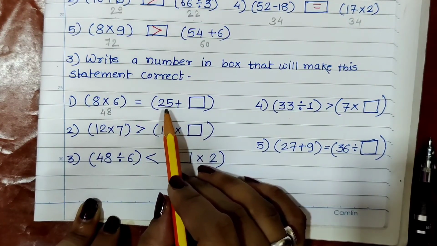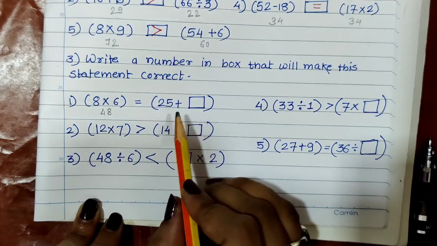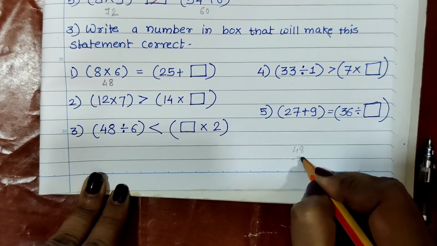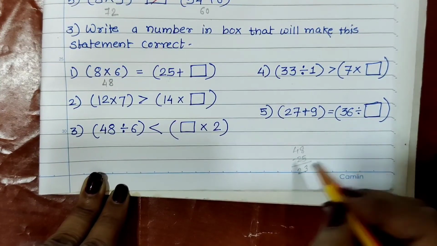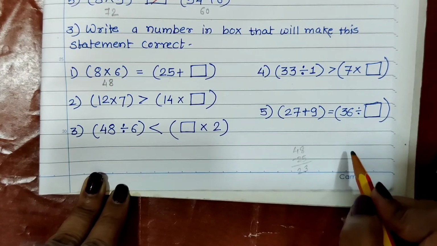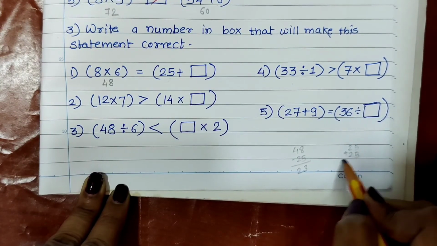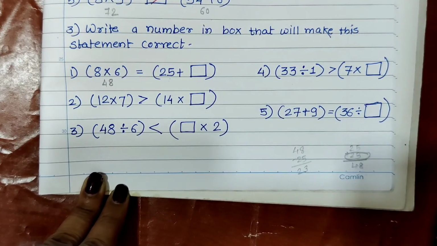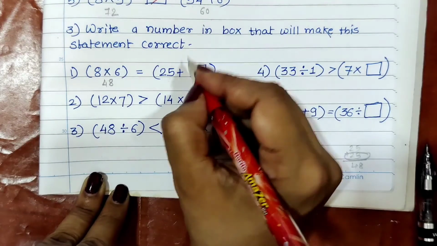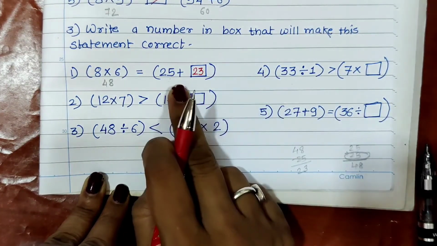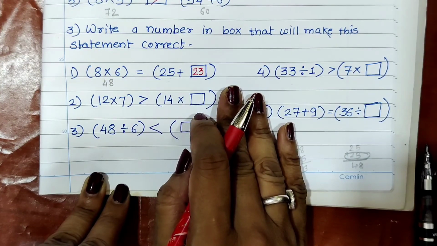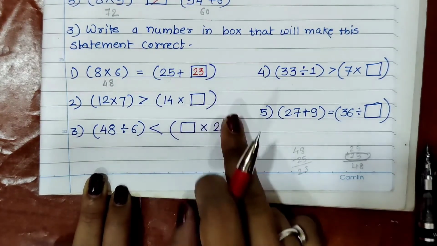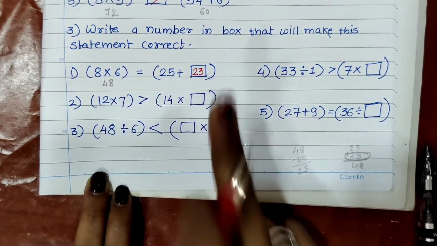So what should be added to 25 to get answer 48? So you can directly do here 48 minus 25. So 3 and 2, that means 23. So 25 plus 23 we get 48, correct? So we have to write this 23 here. You will get the answer 48. So right hand side bracket answer is also 48 and left hand side answer is also 48. That's why equal to sign is there. So when we write 23, this statement will become correct.